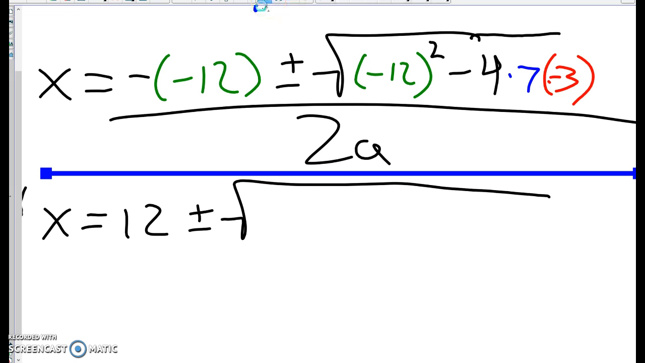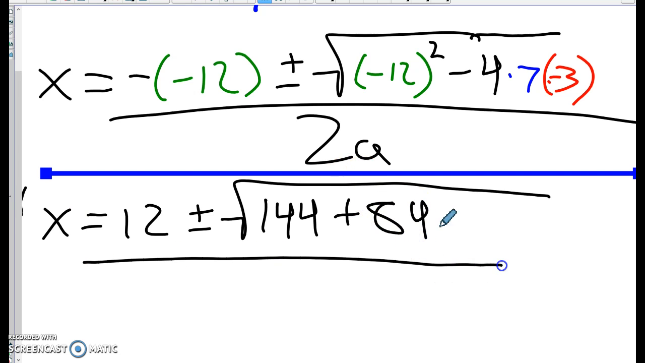So we have x equals negative 12 is positive 12, plus or minus the square root of, and I should probably have indicated this is a different step. Negative 12 squared is 144. Minus 4 times 7 times negative 3 is going to be a positive number, because negative 4 times negative 3 gets you 12. 12 times 7 is 84. Let's go with that. Plus 84, all over 2a, which I forgot to plug in the previous step. A was, of course, 7. So, all over 14.